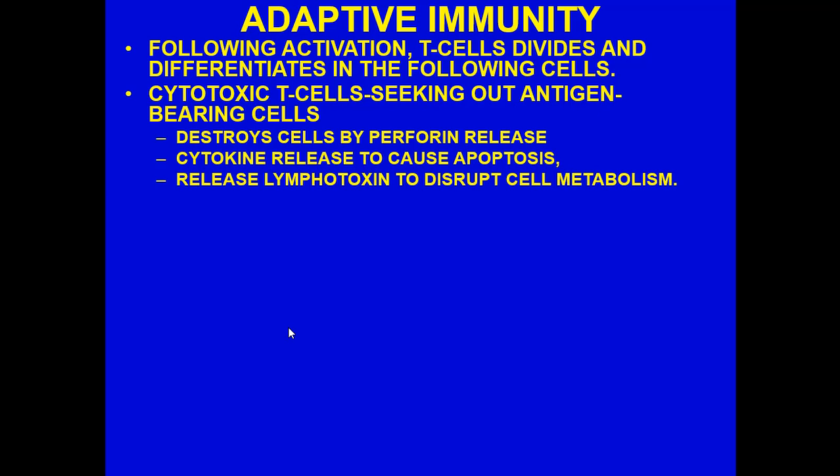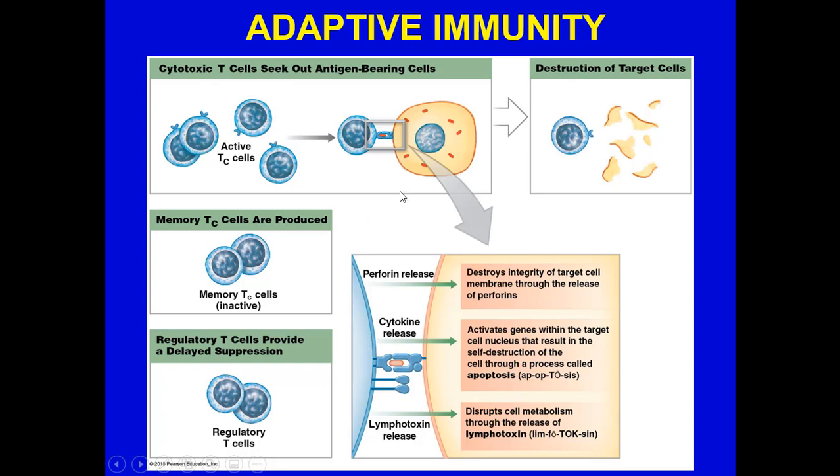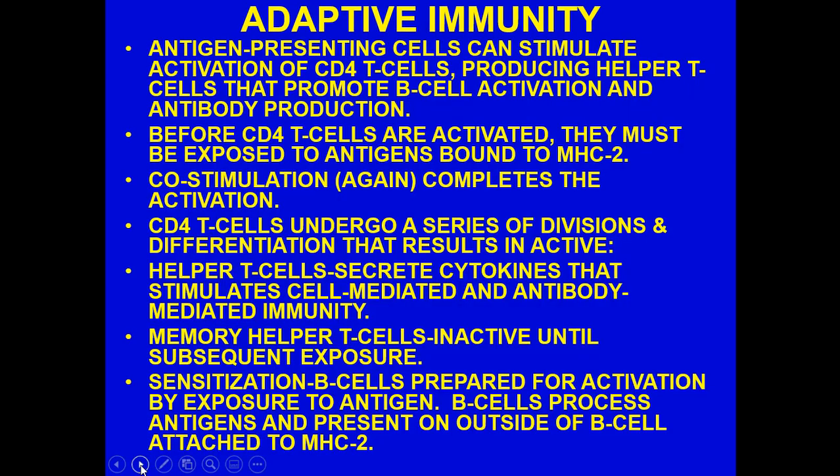They will release lymphotoxin, which will also disrupt the cell metabolism. That's great. That's what you want, particularly if you're seeing something like a virally infected cell. And because of the virus, the cell is going to go cancerous. So you see how these are all set up here. And the three results. Perforin, basically, you're going to have lysis of the cell. Apoptosis. Cytokine release, that's, of course, going to cause apoptosis. And disruption of the cell metabolism through the release of lymphotoxin.